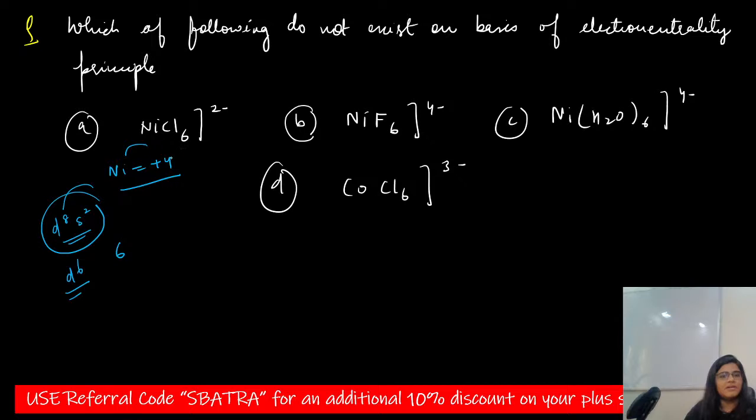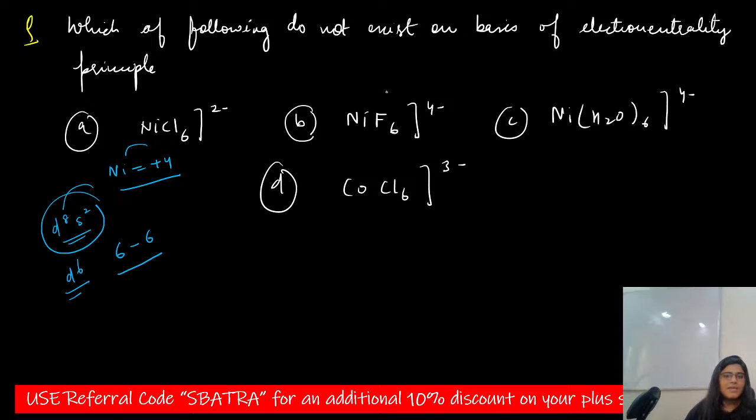That means how many charges are coming from the ligands? We can have -1 charge from each ligand, so we have -6 charge. Is this point clear to all of you? We have -6 charge from ligands. All these ligands are giving us -1 charge, so we can have -6 charge from these ligands.